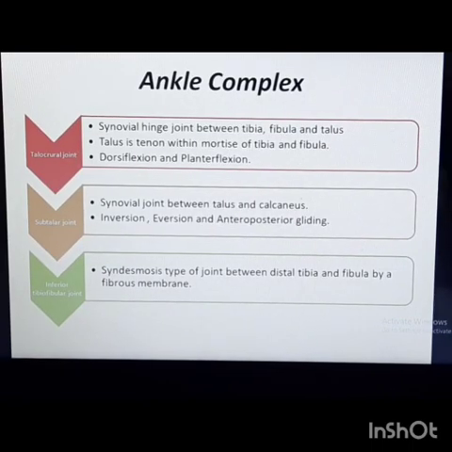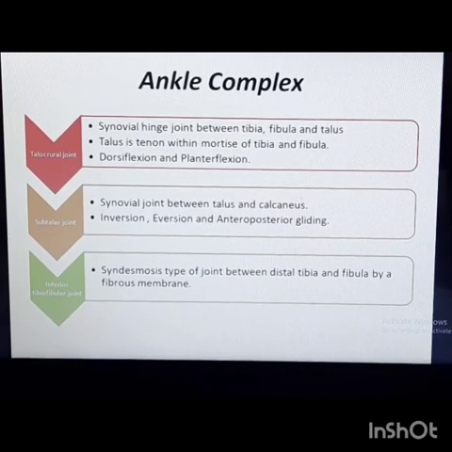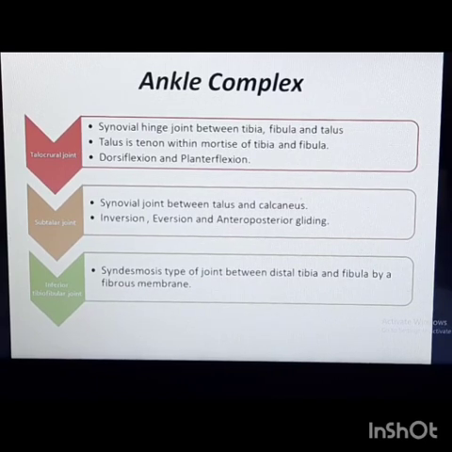Now some gist of information about each of the joints. The talocrural joint is a synovial hinge joint between the tibia, fibula and talus. The talus is a tenon within the mortise of the tibia and fibula. It permits dorsiflexion and plantarflexion. It is a single uniplanar joint, which means only two movements are permissible: dorsiflexion and plantarflexion.